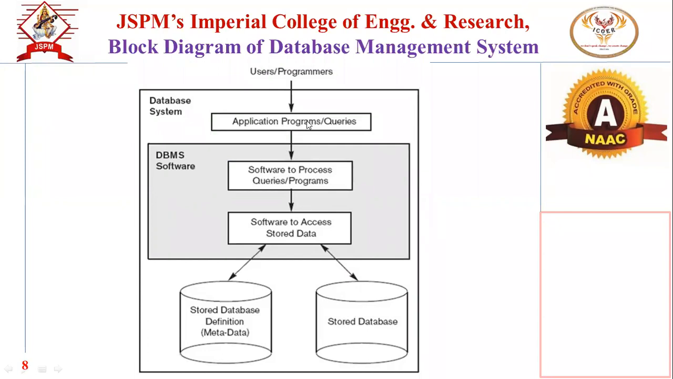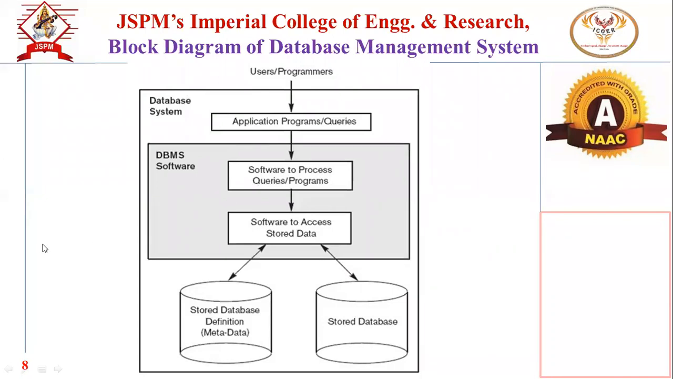And the outer end of this block diagram indicates there are application programmers and there are users. Application programmers write a query for doing a particular operation using MySQL software, and that can be useful for a user. So this is a block diagram of a database management system. It is a general one, not a detailed one.